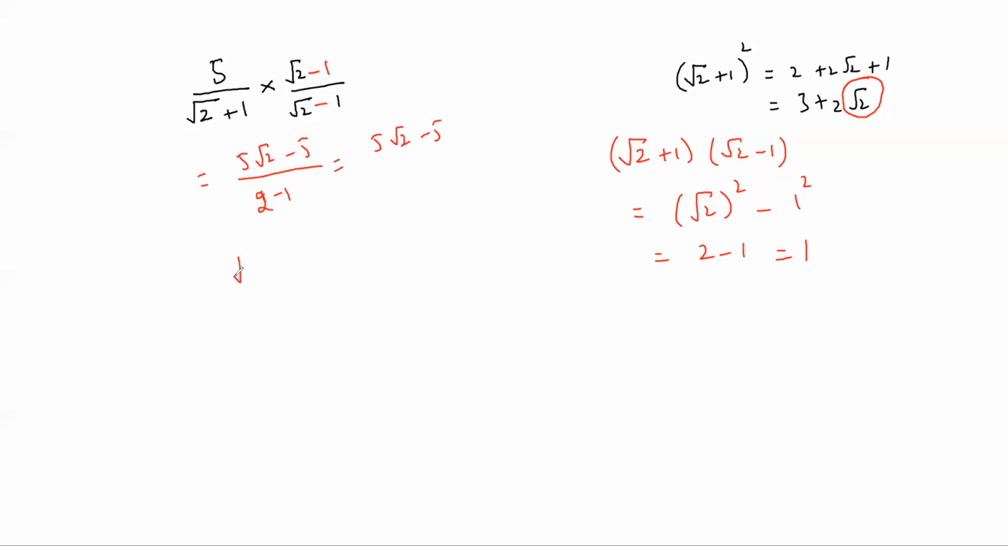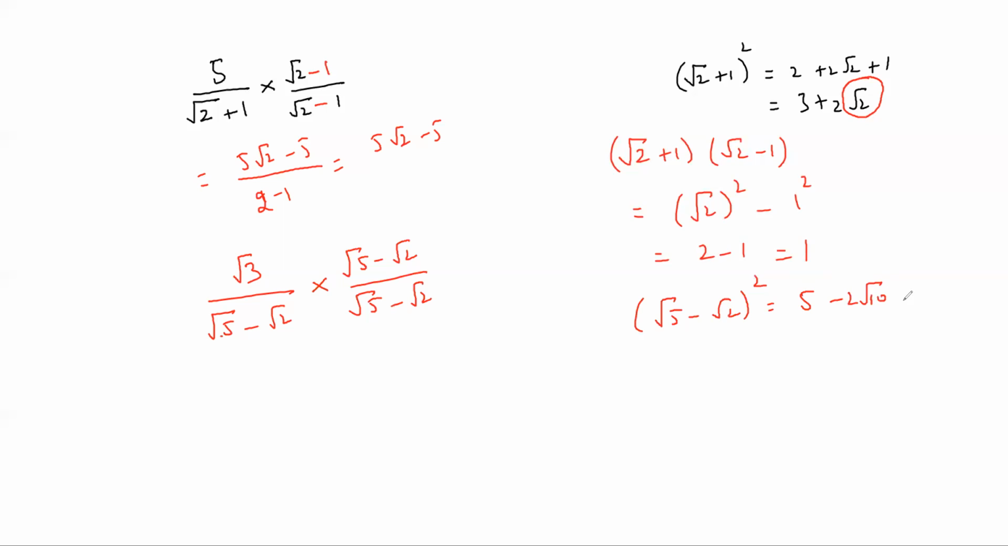Now, suppose you have under root 3 divided by under root 5 minus under root 2. Okay. So instead of multiplying it with the same under root 5 minus under root 2, I have explained why we don't do this. Look at this. If I use the same thing, see what will happen. Under root 5 minus under root 2 into under root 5 minus under root 2 means under root 5 minus under root 2 whole square. When you expand this, you have 5 minus 2 under root 10 plus 2. This is 7 minus 2 under root 10.